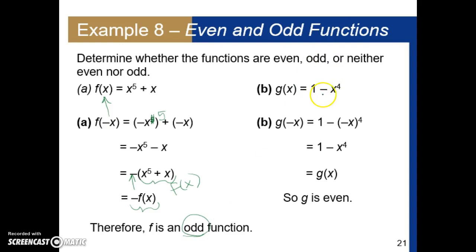Let's do this here. 1 minus x to the fourth. If we feed that a negative x value, then that's going to clean up to 1 minus x to the fourth, or our original function g of x we started with. So that means it's even.